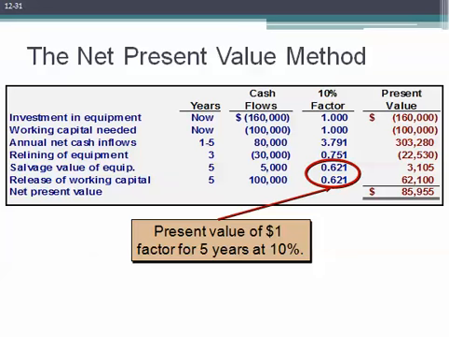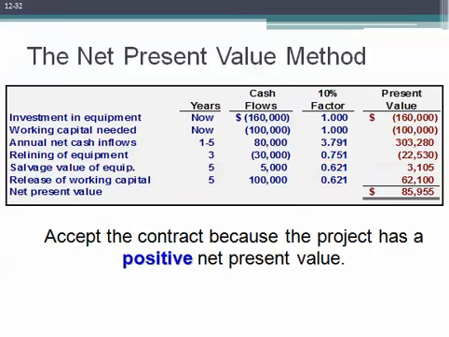Finally, when we add together all of our present values of our cash inflows and our cash outflows, we find a positive net present value of $85,955. So this is a good project, and we should accept the contract because it has a positive net present value. It'll provide a return greater than our required return of 10%.